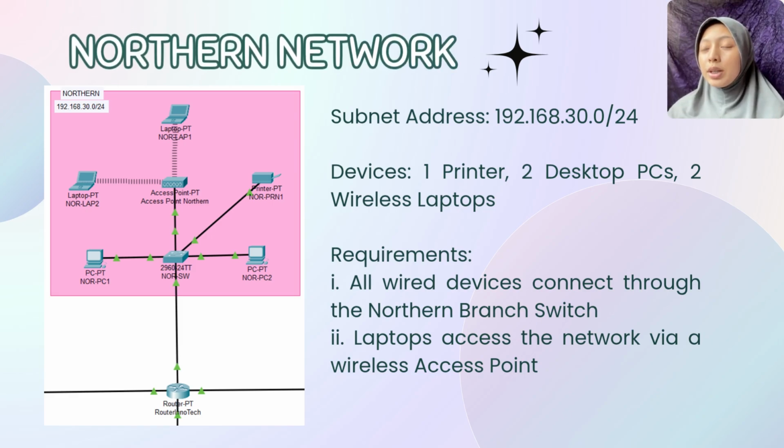As for the northern network, the subnet address given is 192.168.30.0/24, and the devices needed are a printer, 2 desktop PCs, and 2 wireless laptops. And the requirements are all wired devices connect through the northern branch switch, and laptops access the network via a wireless access point. As you can see from the picture beside, all the requirements are achieved.